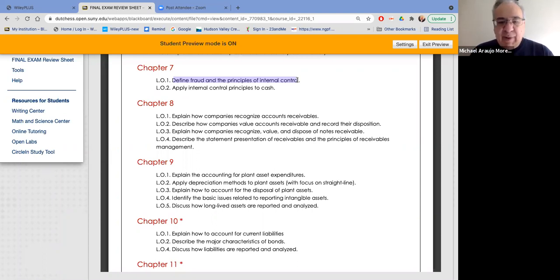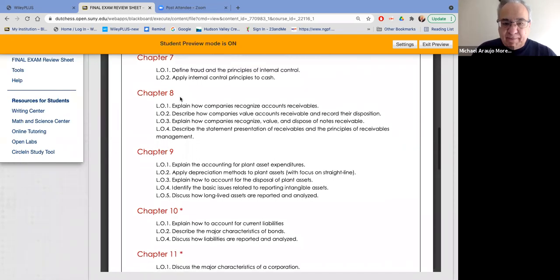And yes, there's going to be several questions on that on the exam. So remember that the segregation of duties, the documentation, human resource controls, those types of things are really, really important from chapter 7. And of course, what fraud is and the purpose of internal control. Those are very important concepts from chapter 7.